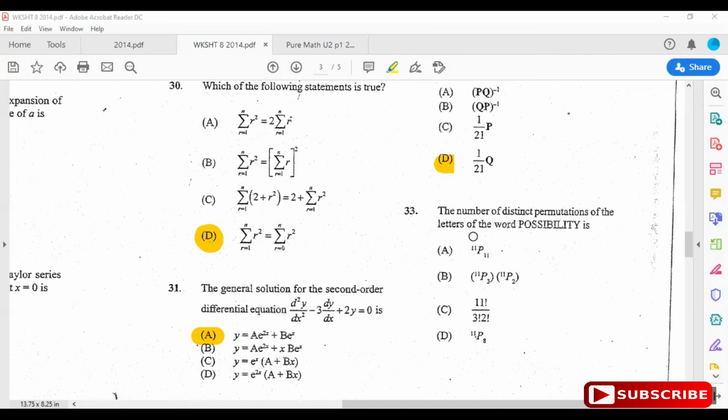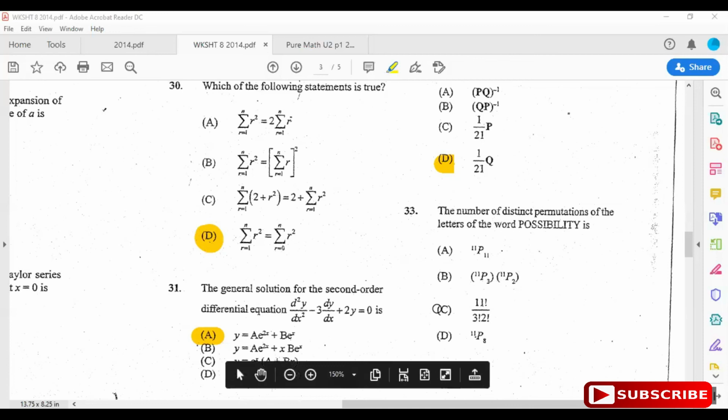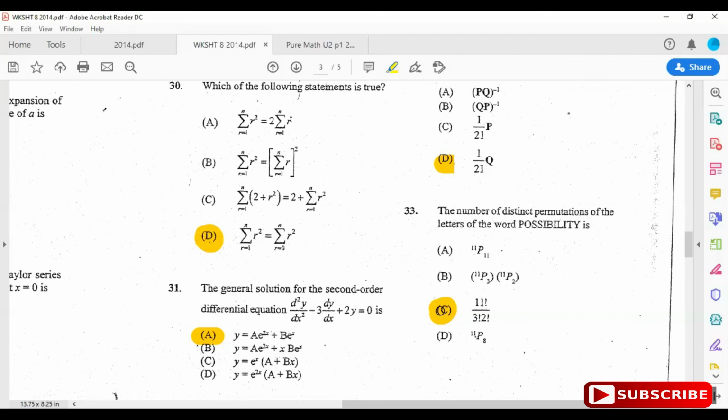C. Why is it C? Ashley, why is it C? Because we have 11 letters, which is 11 factorial over, and we have repeated letters: 2 S and 3 I. Very good. So C is the answer.